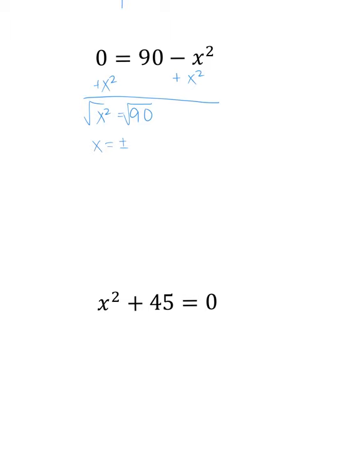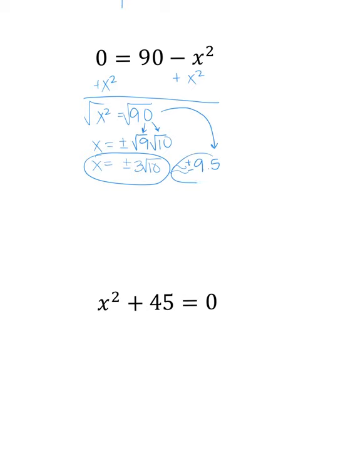Because 90 is equal to 9 times 10, I could write this as the square root of 9 times 10. The square root of 9 is 3. So you might see your answer written as x equals plus or minus 3 times the square root of 10. You could also see this written as an approximation of 9.5. If you plug square root of 90 into your calculator, you could get plus or minus 9.5. Both of these answers would be all right.